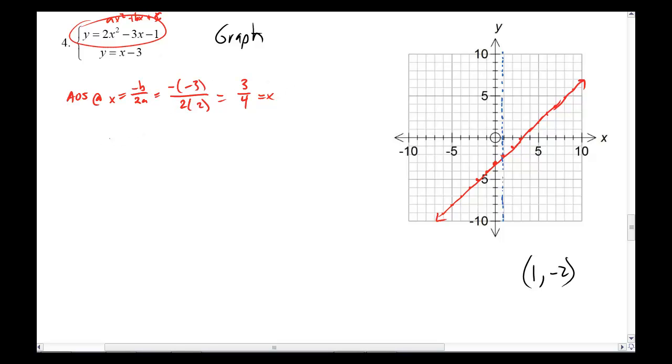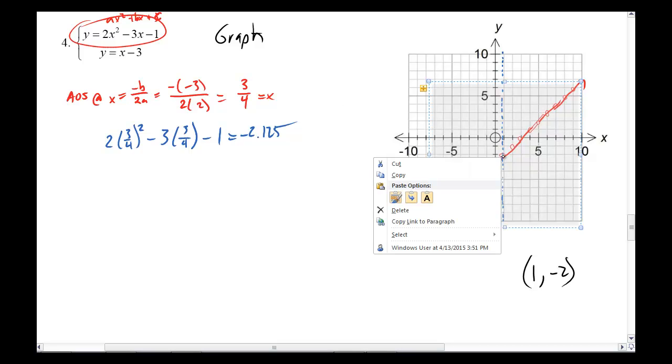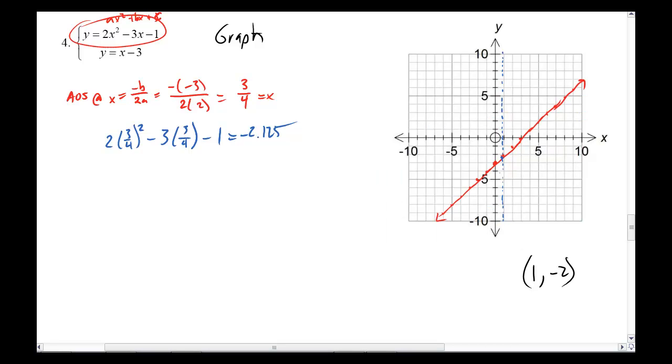So we'll put 3/4 in for x. And as much as I love fractions, I really don't feel like solving this right now. So let's go ahead and I'm going to pull up my calculator, and I end up getting negative 2.125. So 2.125. So somewhere around here, somewhere around there is that point. Come on, dude. All right.